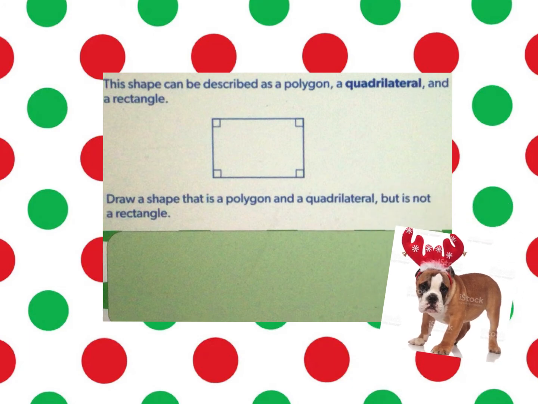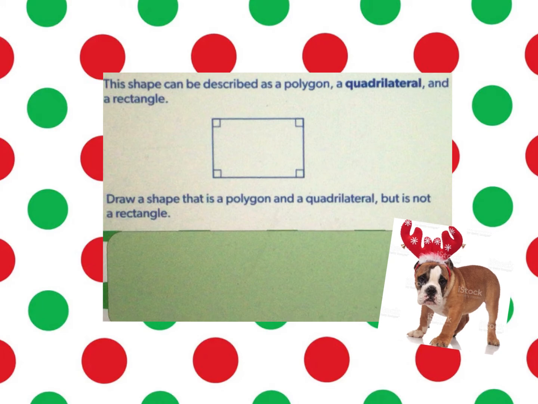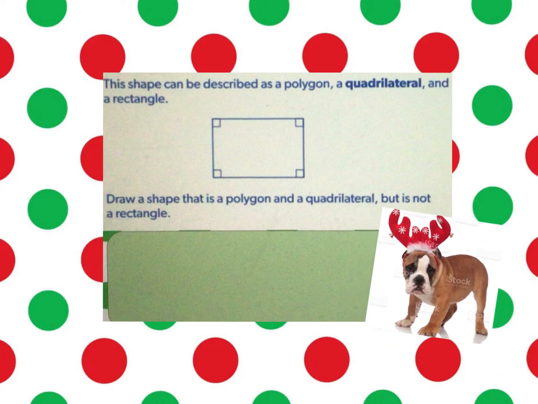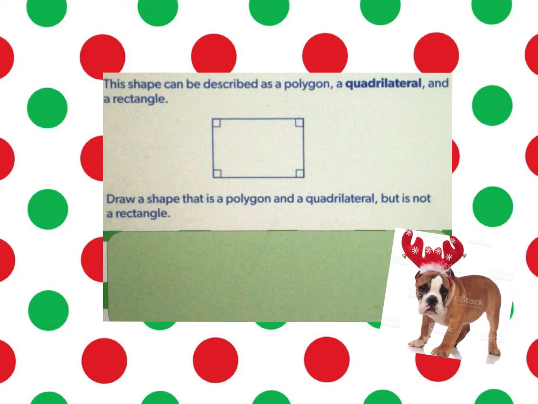So let's draw a shape that is a polygon and a quadrilateral, but it's not a rectangle. What could that be? How about it could be something like this, where we have 1 pair of parallel lines, but the sides are not square and they're not parallel. So this, my friends, is a trapezoid, okay? So that is a polygon. It has 4 sides. It's a closed figure, but it is not a rectangle because it doesn't have those square corners and it doesn't have 2 sets of parallel lines.